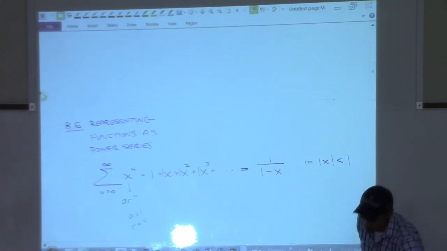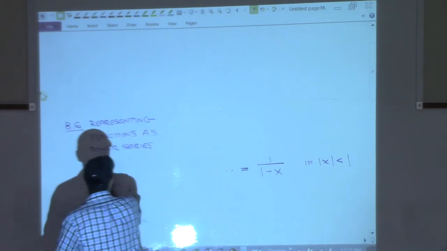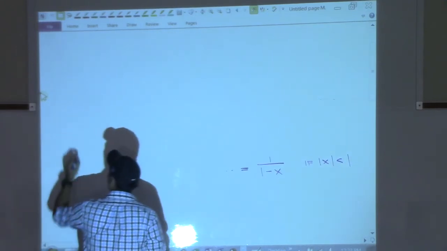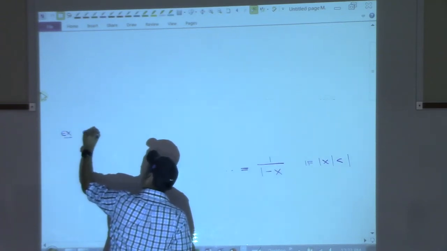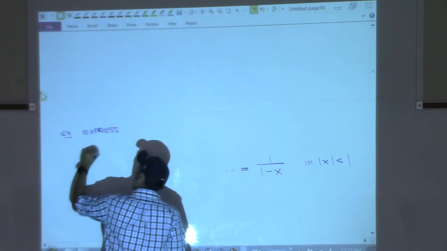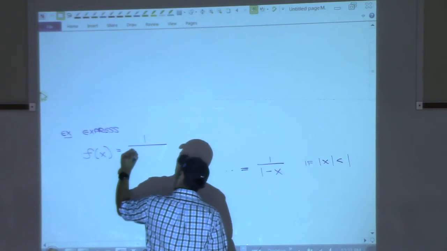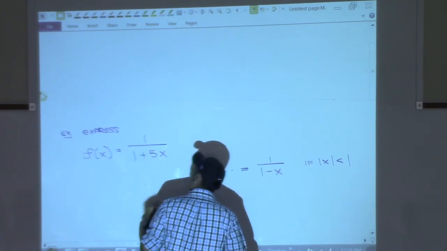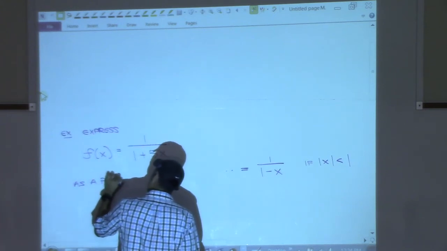Okay, now here's what we're going to do. Just remember that, we need that, all right? I would like us, as an example, to express f of x equals 1 over 1 plus 5x as a power series.